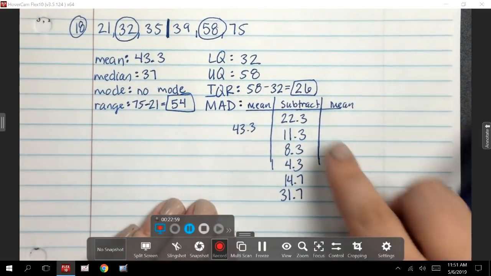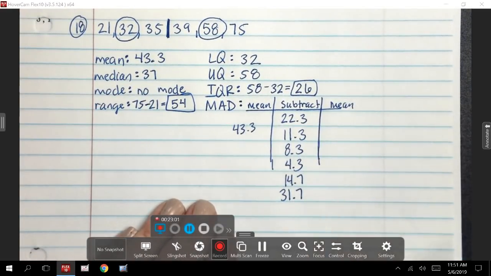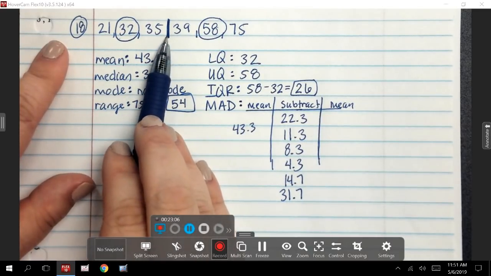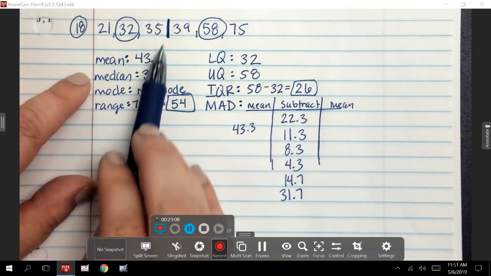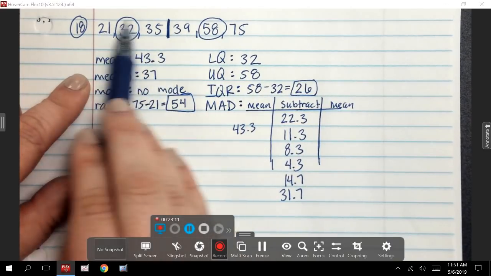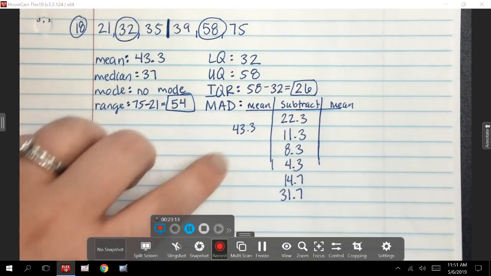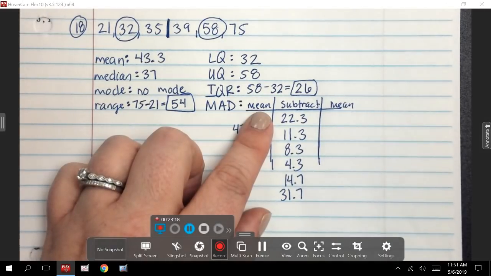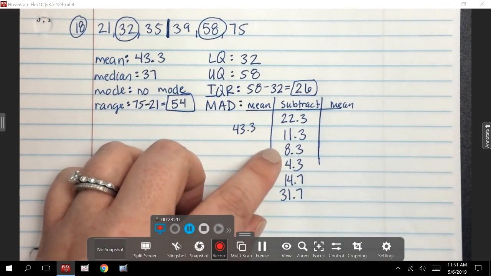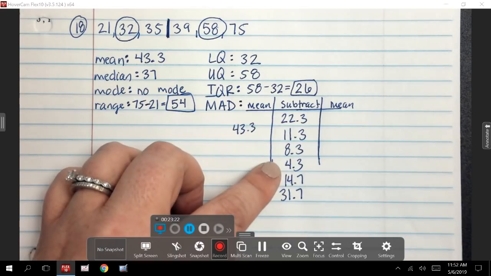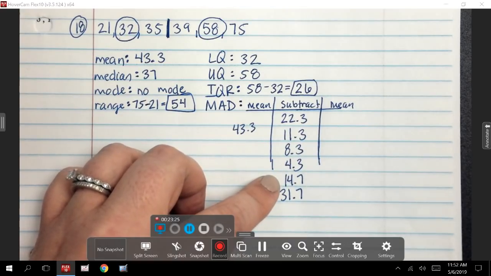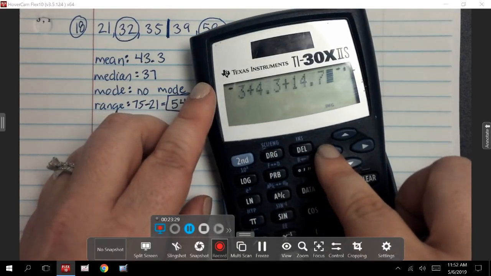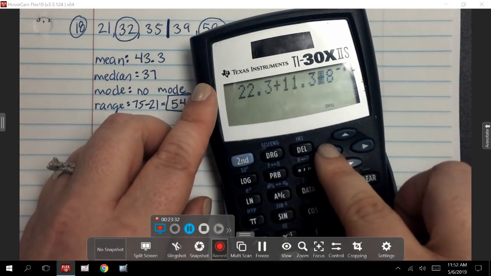And now I'm going to find the mean from these numbers. That means I got to add them up and divide by how many there are. Something I want to point out, my median was in the middle. The number that I found in the middle, I didn't use it because it wasn't in my original list. Just remember that, okay? All right, so I'm going to add these all up. 22.3, plus 11.3, plus 8.3, plus 4.3, plus 14.7, plus 31.7. And again, remember you can scroll back, just double check, make sure we type that in right.